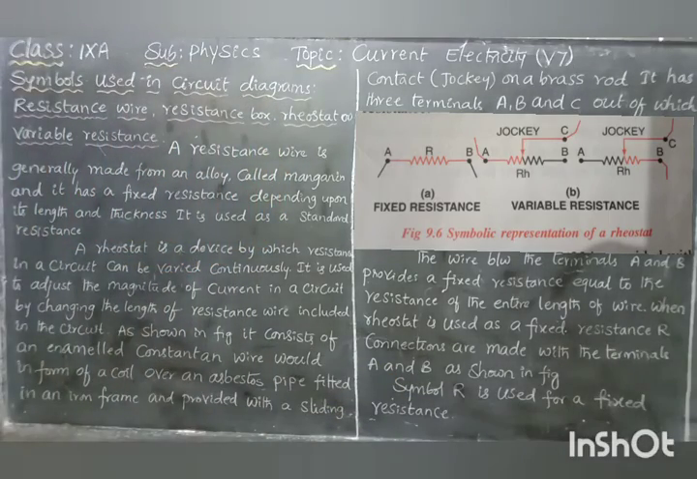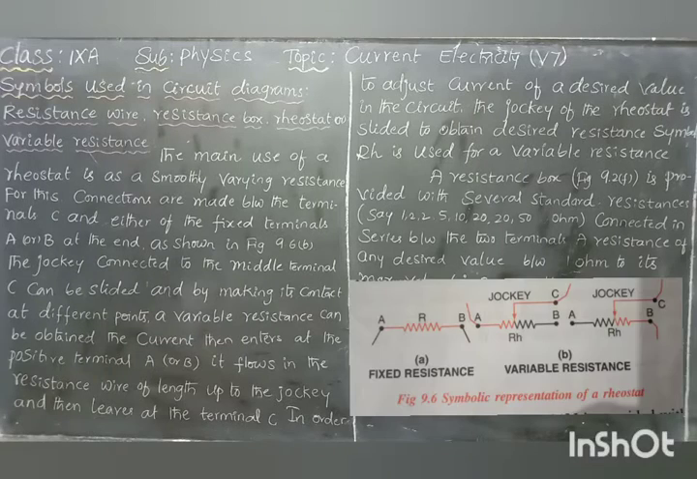Generally, A to B are fixed points, so the resistance of the constant wire is based on the length and thickness of the material, so it is a standard resistance, also called the fixed resistance. It is denoted by the symbol capital R. The main use of a rheostat is as a smoothly varying resistance.